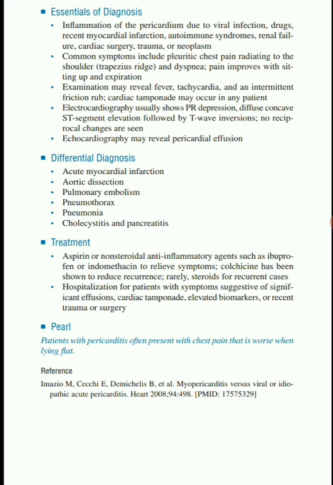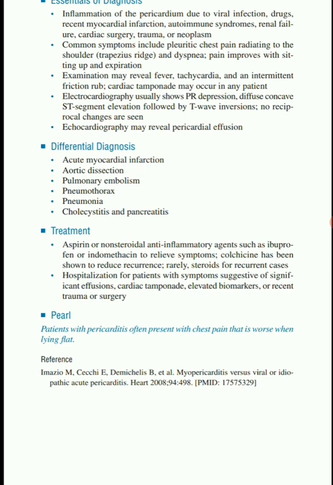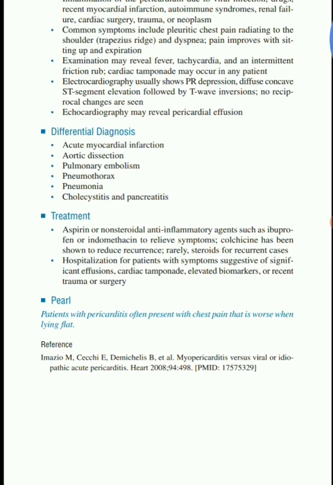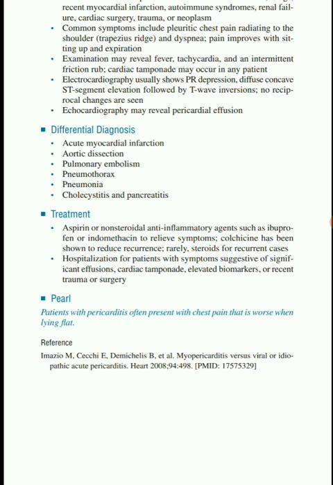Then common symptoms include pleuritic chest pain radiating to the shoulder, that is to the trapezius ridge, and dyspnea, that is difficulty in breathing. Pain improves with sitting up and expiration. So when you get a patient, they feel much pain when lying, but on sitting up and on expiration, they feel there is that chest pain relief. So you can have pericarditis as a differential. Examination may reveal fever, tachycardia, and an intermittent friction rub. Cardiac tamponade may occur in any patient.